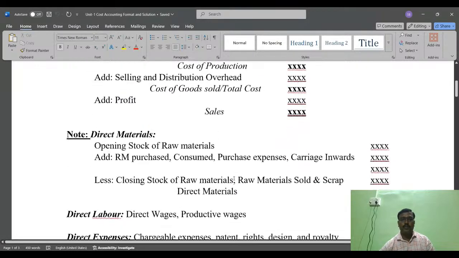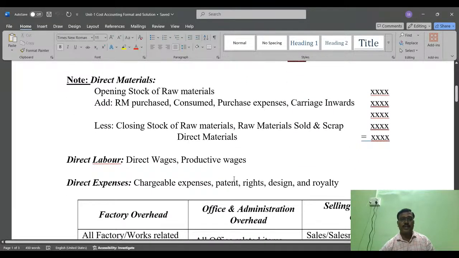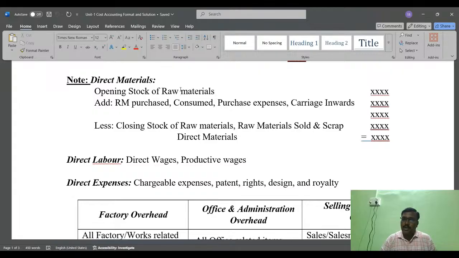Now we shall see the explanation with regard to all other items. Direct material. What do we have to do for direct material? We have to take the opening stock of raw material. To that, we have to add raw material purchased, or raw material consumed, purchase expenses, or carriage inward. That means the expenses incurred with regard to raw material: raw material cost, raw material purchase expenses, and carriage inward. What do you mean by carriage inward? Any expenses incurred to carry a raw material to our factory is called carriage inward.